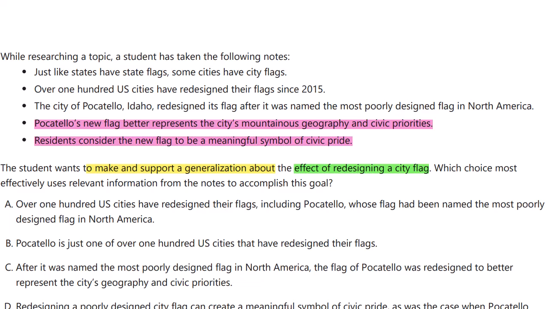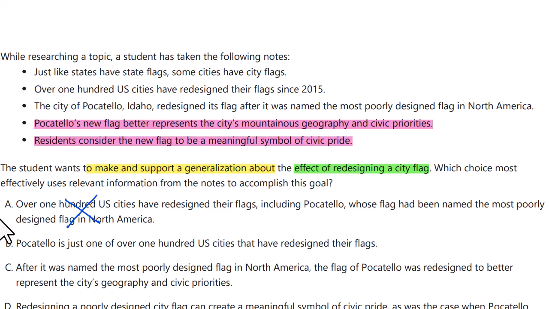Okay, so let's go through the answers. Over 100 cities have redesigned their flags, including Pocatello, whose flag had been named the most poorly designed flag. Okay, that's a specific detail. That is not a generalization. So what is a generalization?